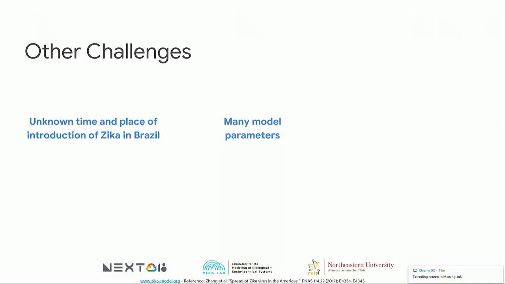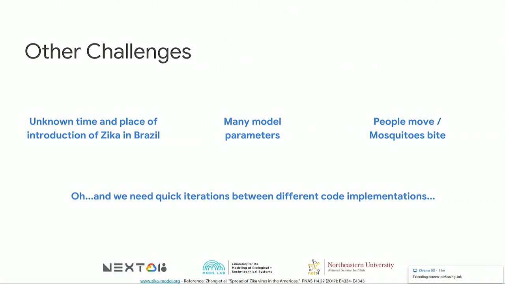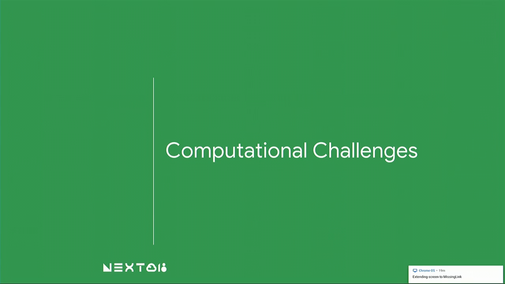Plus, since now we have additional complexity in our model, we have many more additional parameters that we need to calibrate, because not only do we have to trace and simulate people's movements, but also mosquito presence and biting patterns. And obviously, since it was the first time we were doing something like this, we also would like to have a computational framework and pipeline that will allow us to have quick iterations between different versions of our model. So all those problems actually translate pretty directly into some very specific computational challenges that we had to address.